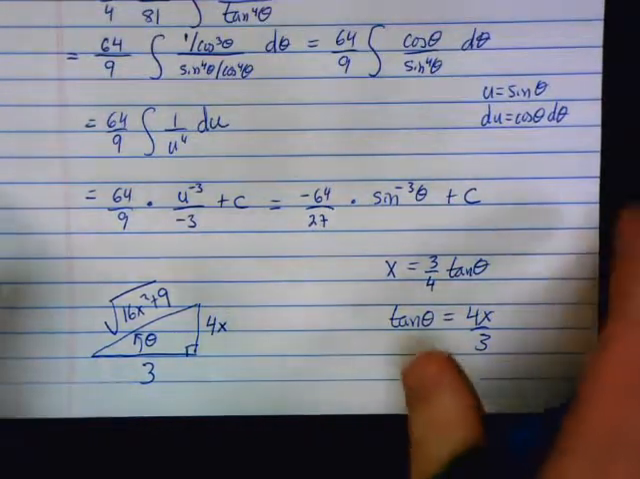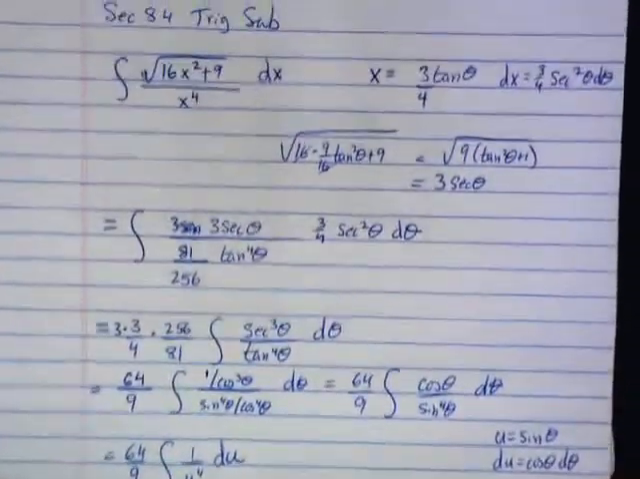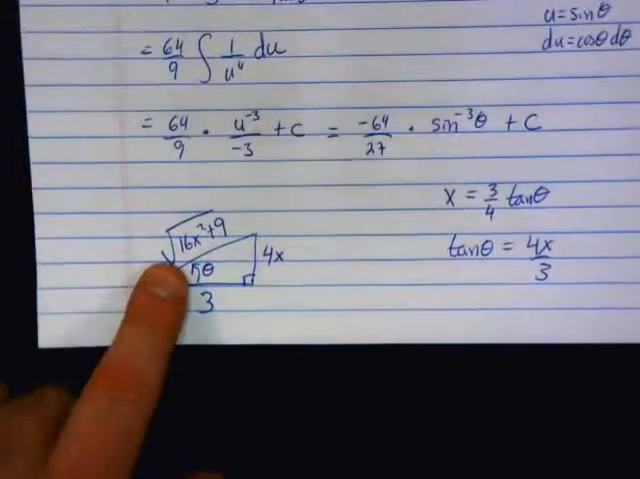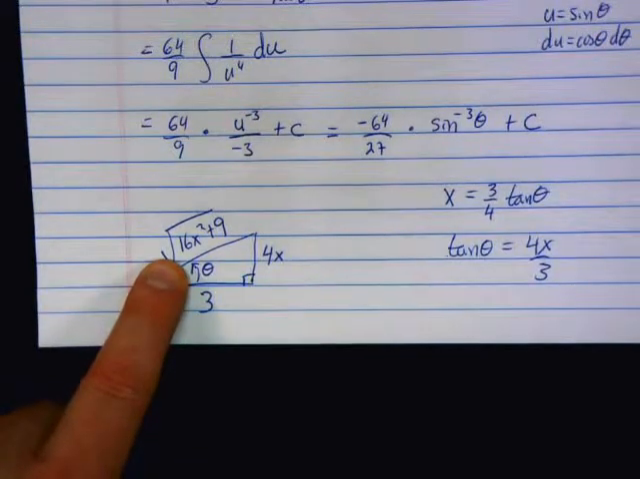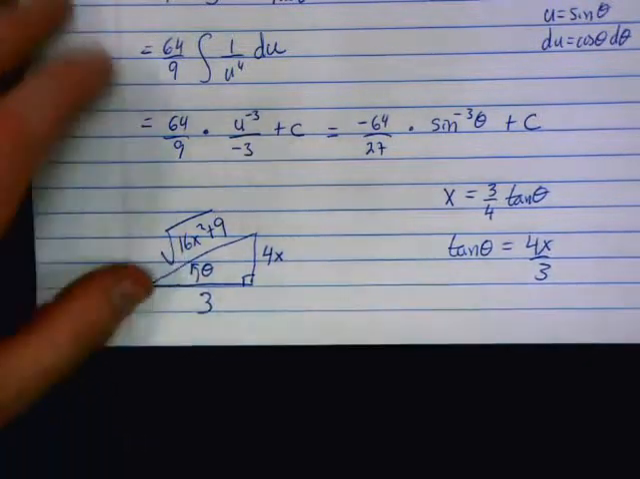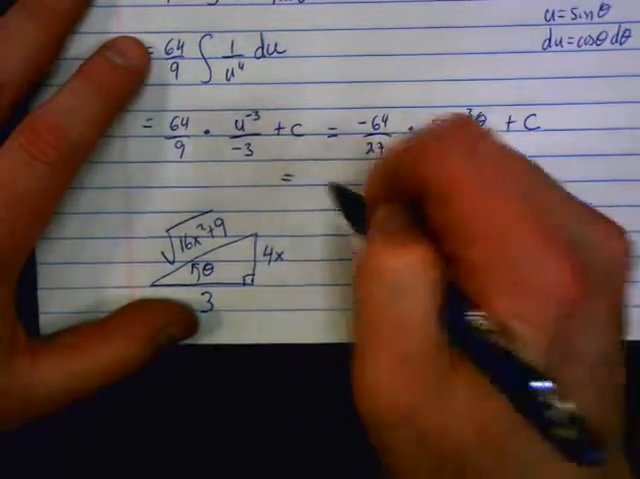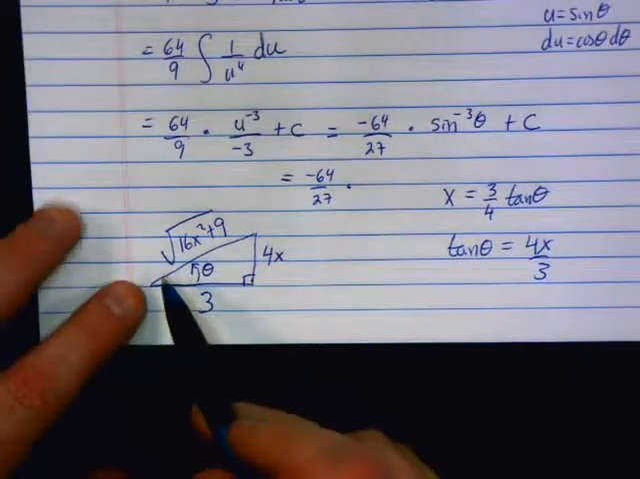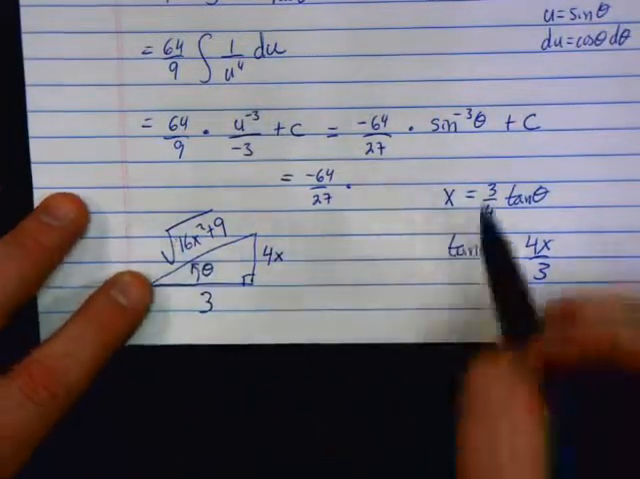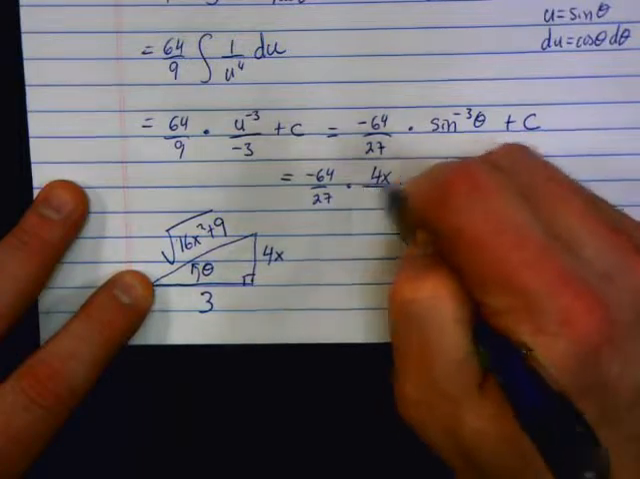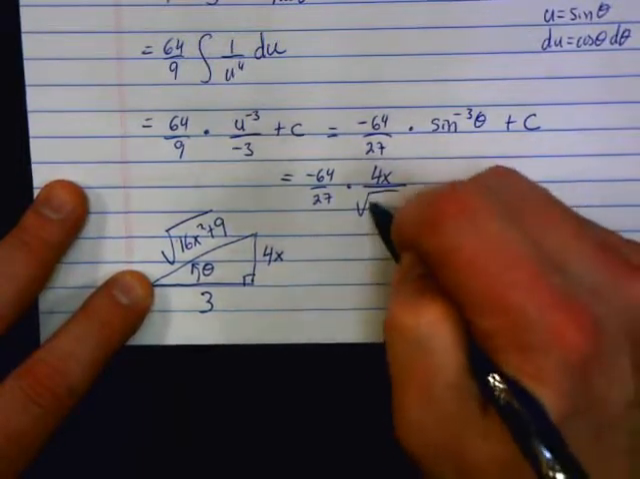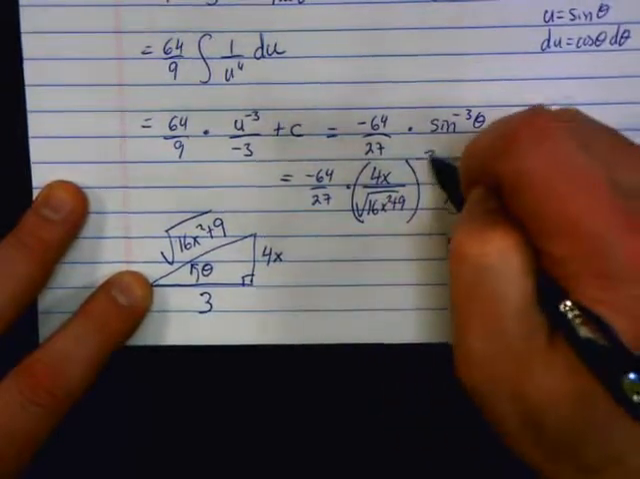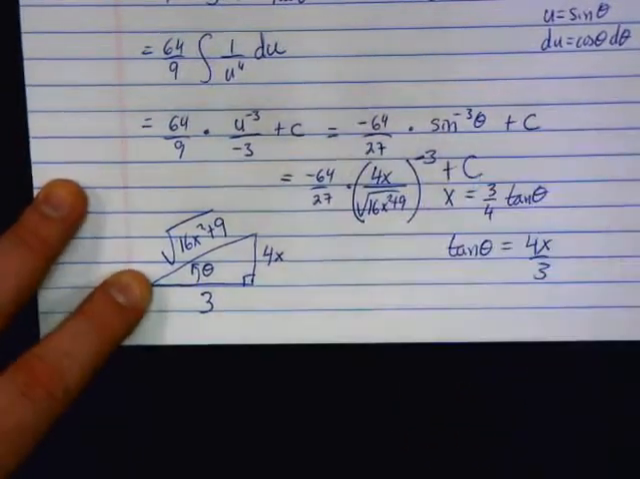And notice once again, we mentioned this yesterday. Our original problem, the original thing that we really wanted to get rid of was the square root. That square root always comes back to haunt you in the end. It always shows up right there. All right, so final answer now. Negative 64 over 27 times sine. Sine is opposite over hypotenuse. So that's going to be 4x divided by the square root of 16x squared plus 9. All of that raised to the negative 3 plus c.